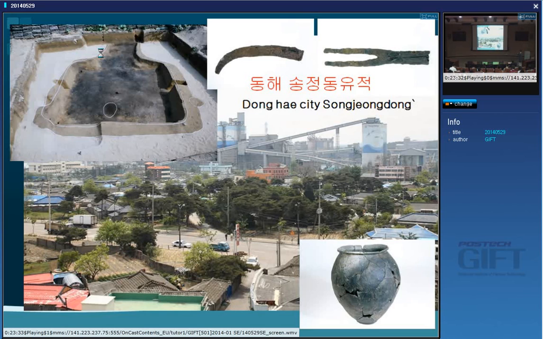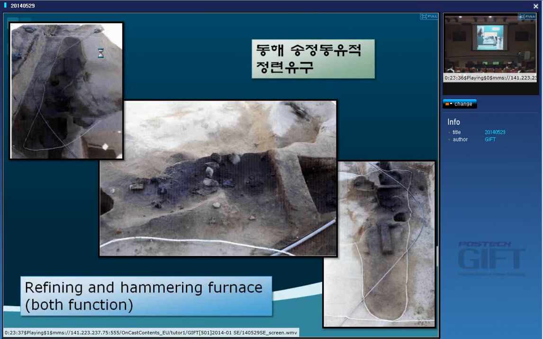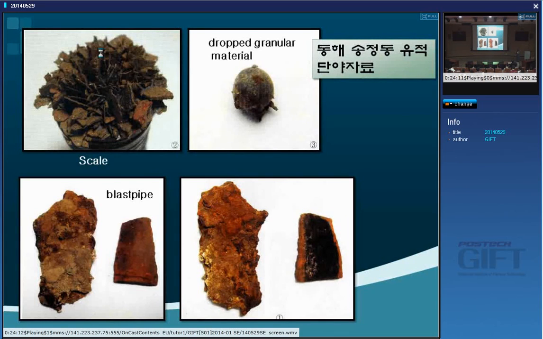One more sample is the Donghae Songjeongdong site. This furnace is entirely destroyed, but from the surroundings we found the waste, and we came to know this furnace is a refining and hammering furnace. Yes, we think the furnace had both functions. And from the surroundings of that furnace, the excavators found scale, dropped granular material, and the blast pipe. And these are the artifacts excavated at the Songjeongdong site.